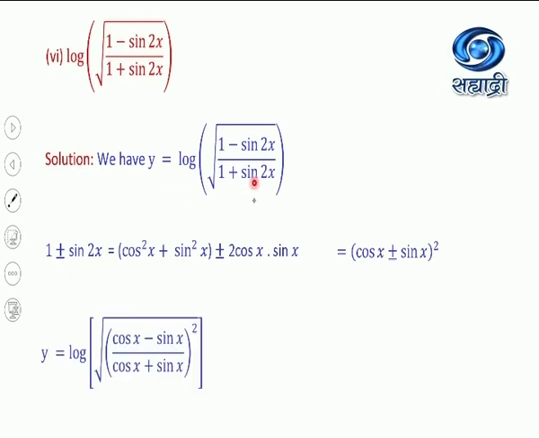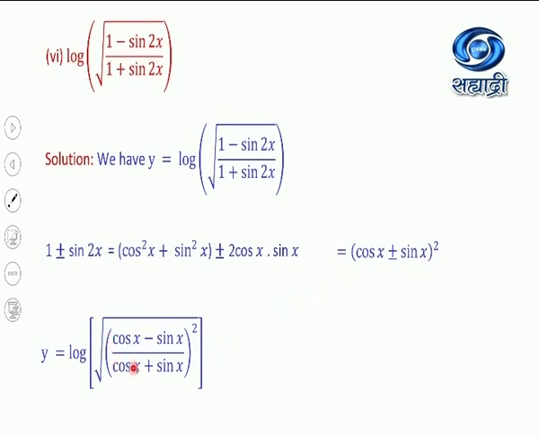And now y becomes log of, see here, 1 minus sin 2x equal to cos x minus sin x whole square. If the sign is negative here, you consider the sign negative. So you write cos x minus sin x in the numerator. In the denominator, we write the value of 1 plus sin 2x. Now here the sign is positive, so here you consider the positive sign. So you write cos x plus sin x whole square.